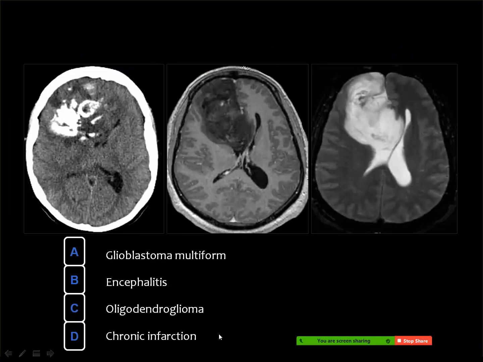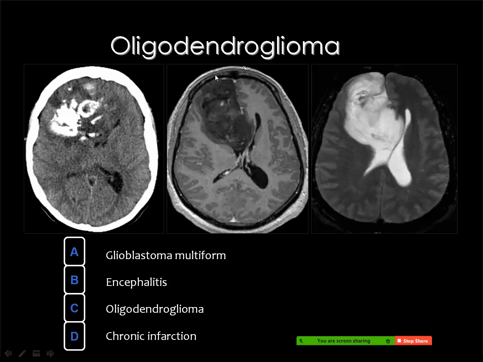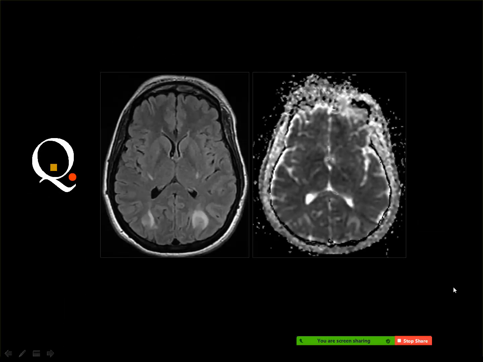Then what do you think about this case? Oligodendroglioma. Yes, and this is oligodendroglioma because of the calcium, and you see the tumor, and you cannot see calcium, of course, in the T2 weighted image.